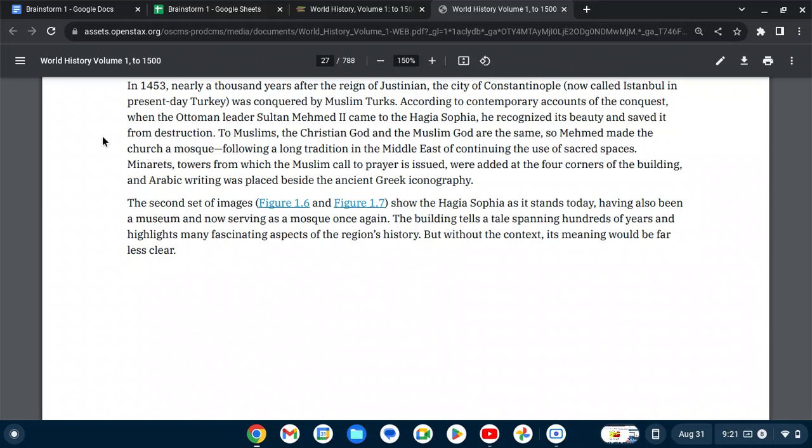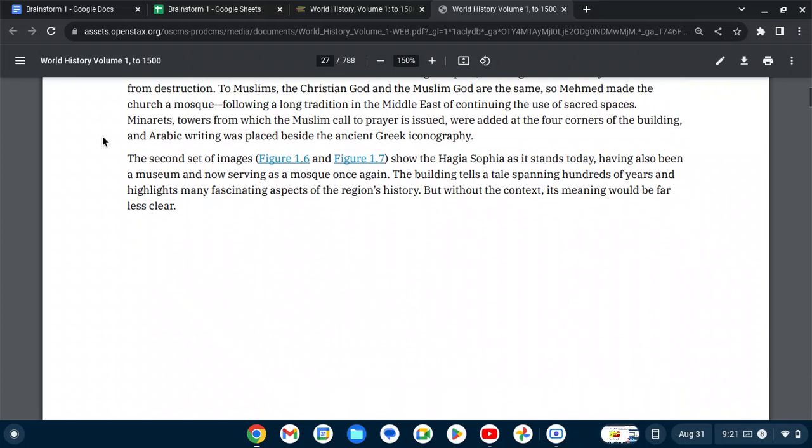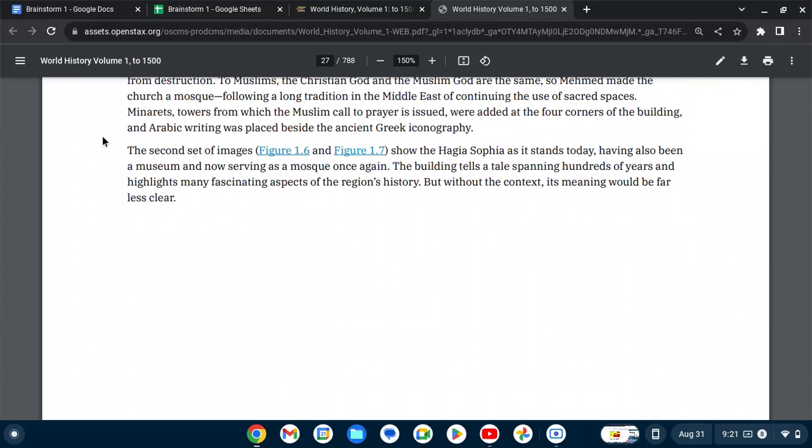Minarets, towers from which the Muslim call to prayer is issued, were added at the four corners of the building, and Arabic writing was placed beside the ancient Greek iconography. The second set of images shows the Hagia Sophia as it stands today, having also been a museum and now serving as a mosque once again. The building tells a tale spanning hundreds of years and highlights many fascinating aspects of the region's history, but without the context, its meaning would be far less clear.